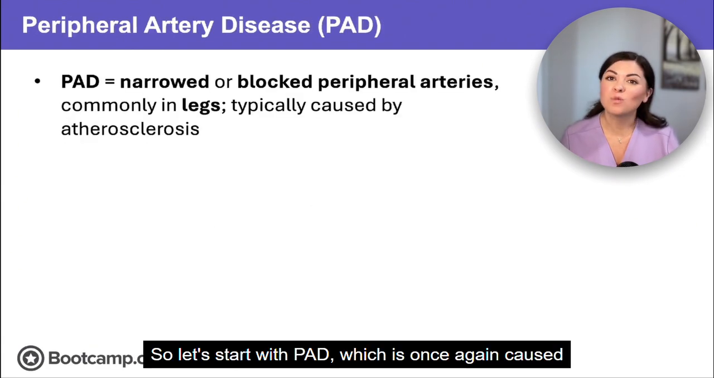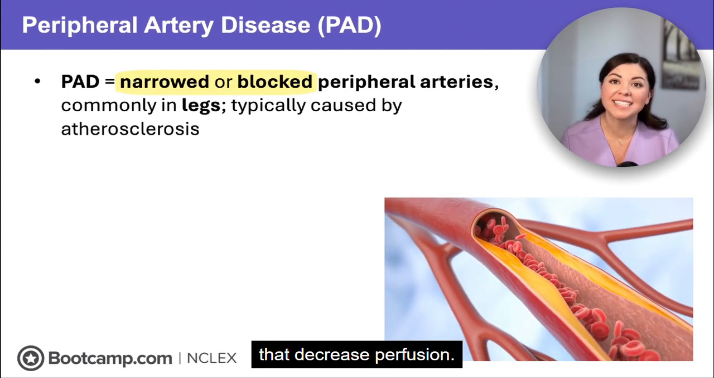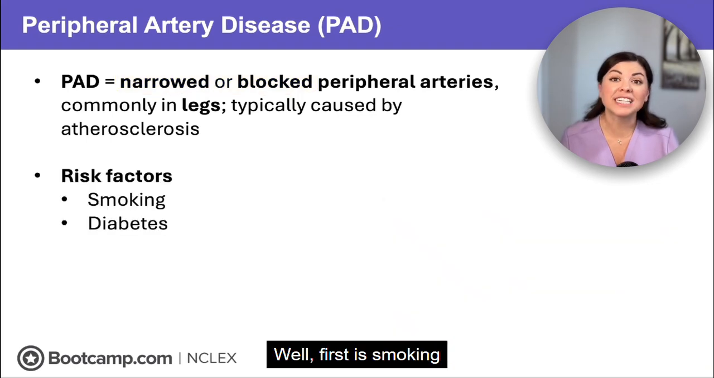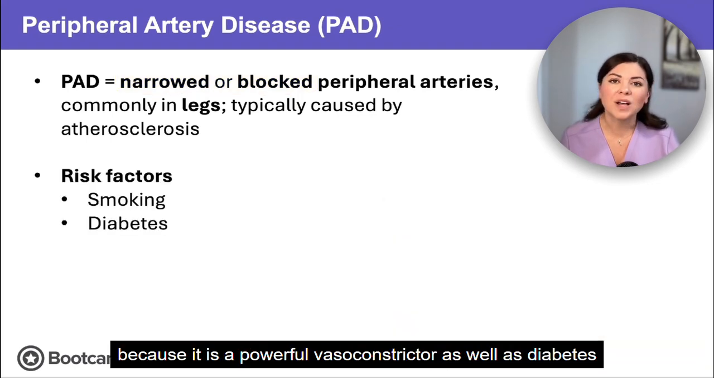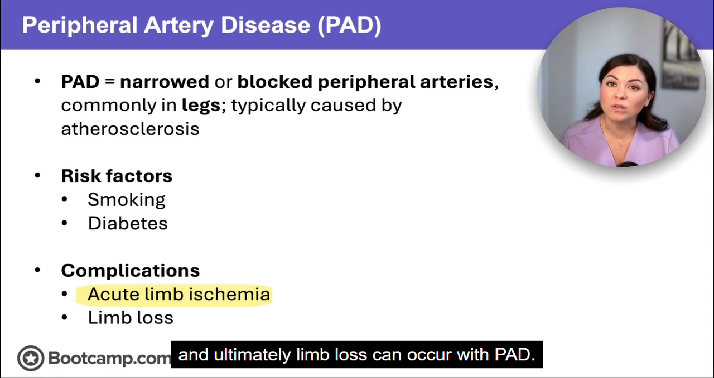So let's start with PAD, which is once again caused by narrowed or blocked arteries, usually from atherosclerosis, or plaque buildup inside the vessel walls that decreases perfusion. So what are our biggest risk factors? Well, first is smoking, because it is a powerful vasoconstrictor, as well as diabetes, because it damages blood vessel walls over time. If PAD is left untreated, it can lead to acute limb ischemia, and ultimately limb loss can occur.